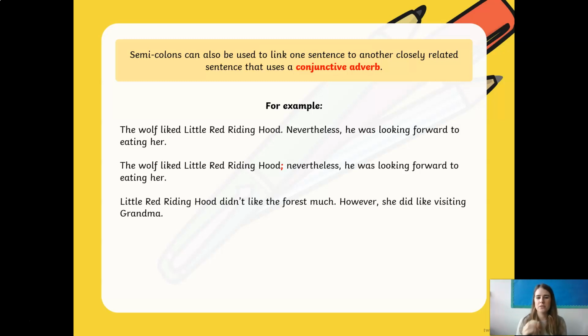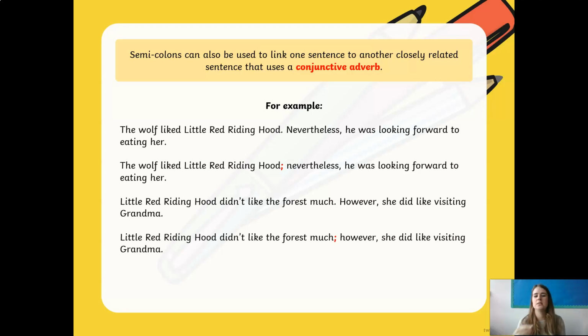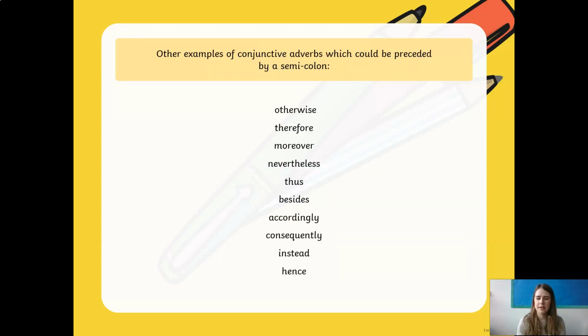Now let's have a look at it if we did it with a full stop. Little Red Riding Hood didn't like the forest much. However, she did like visiting her grandma. Now if we were to change that and use our semicolon: Little Red Riding Hood didn't like the forest much; however, she did like visiting her grandma. So we almost change that idea of using a full stop and use the semicolon because we're still expanding on the information from that original sentence, okay?